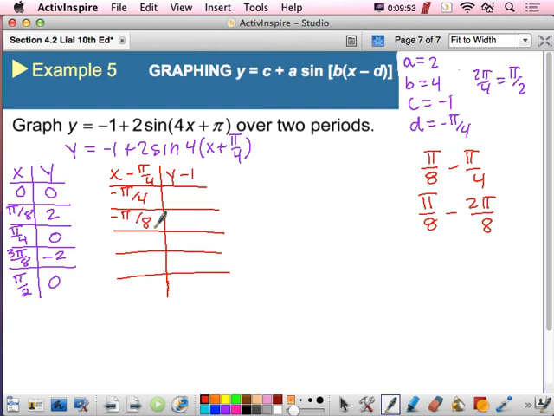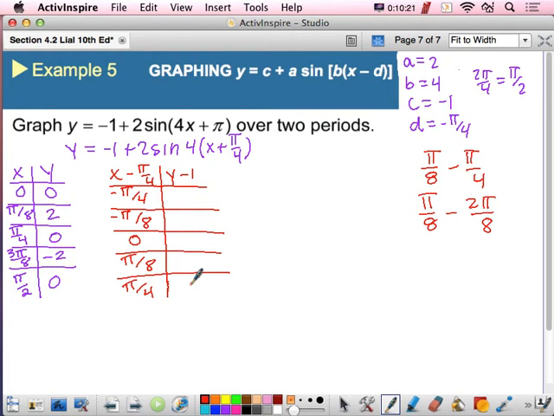What's pi over 4 minus pi over 4? Pi over 4 minus pi over 4 is 0. 3 pi over 8 minus pi over 4 is what? Hey guys, pi over 8. And then pi over 2 minus pi over 4 is pi over 4. So we've got a scale here of 1/4 of pi, 1/8 of pi in between each of those. That adjusts our x values.